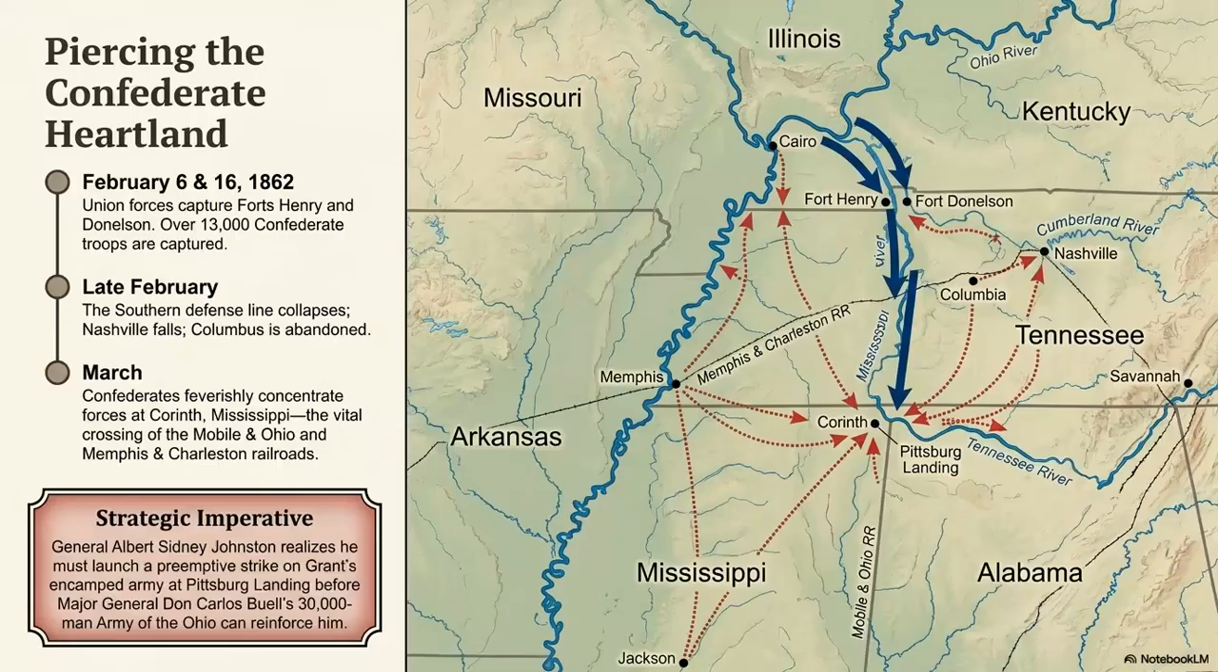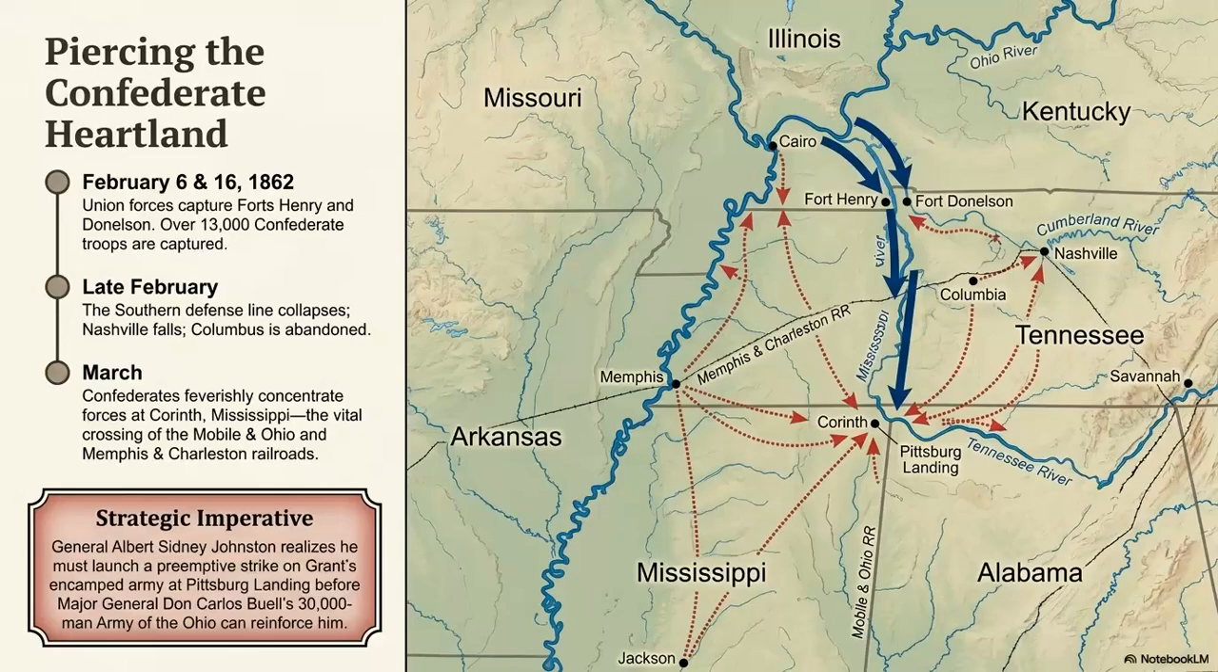We now examine the strategic chess match of early 1862, titled, Piercing the Confederate Heartland. In February, Union forces struck a devastating blow, capturing Forts Henry and Donelson along with 13,000 Confederate troops. By late February, the Southern defensive line collapsed, Nashville fell, and Columbus was abandoned. Reacting swiftly in March, Confederates feverishly concentrated their forces at Corinth, Mississippi, a vital junction of the Mobile and Ohio and Memphis and Charleston railroads.